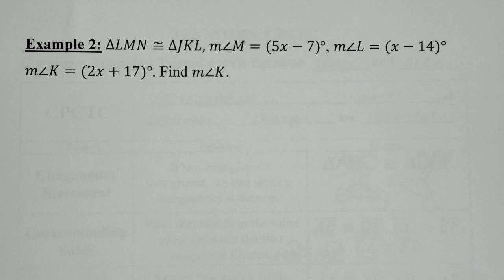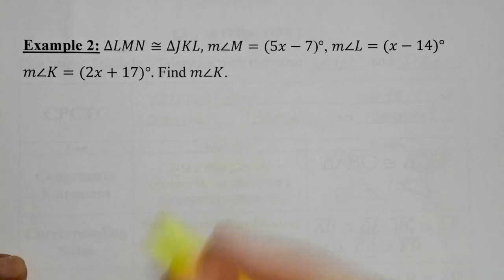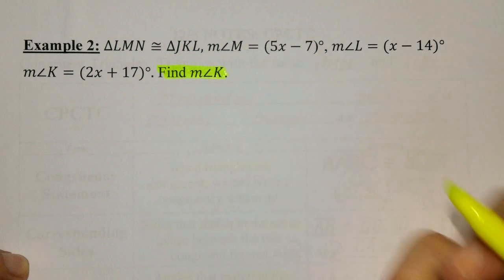We have that the measurement of angle M is 5x minus 7. The measurement of angle L is x minus 14. The measurement of angle K is 2x plus 17. So let's figure out what's going on here. First of all, we need to say, what are we trying to find? We want the measurement of angle K.